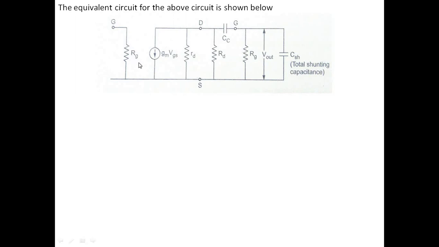This is RG, the gate resistance. This is the current source, which is the drain current, gm into VGS. This is the internal drain resistance rd. This is the externally connected drain resistance capital RD, and this is the coupling capacitance. The output terminal is the drain, and the output of stage 1 is connected as an input for stage 2 with the help of the coupling capacitor.